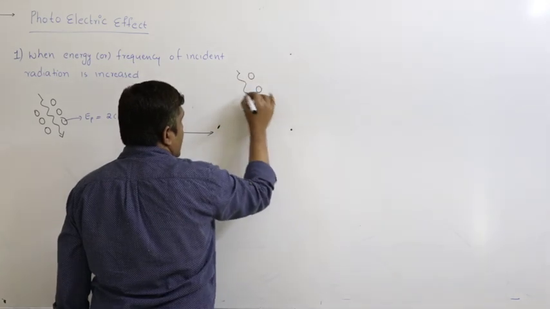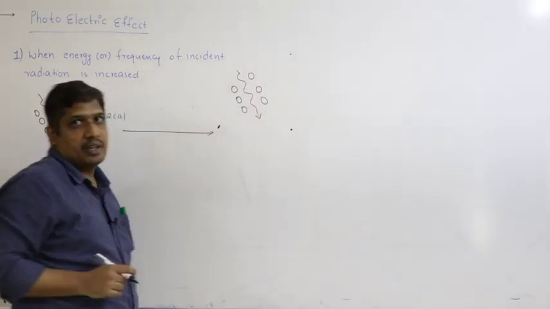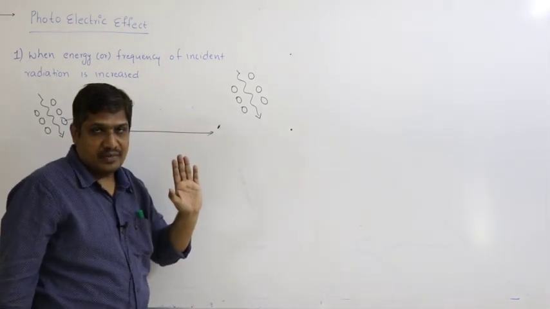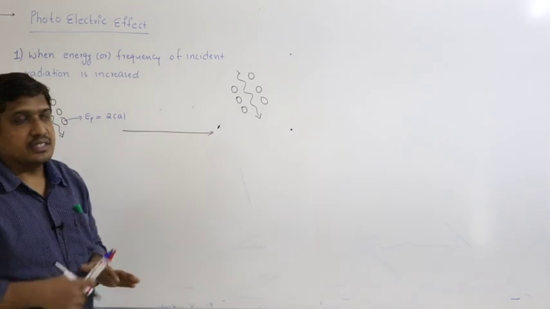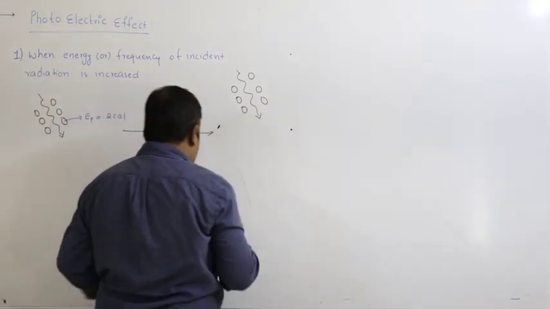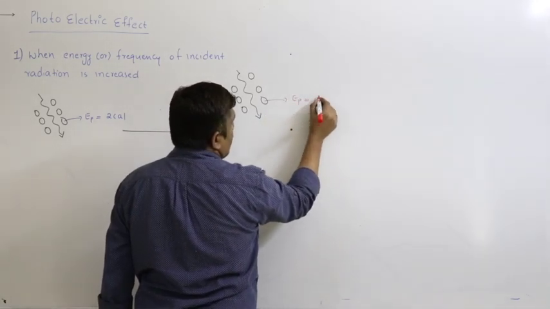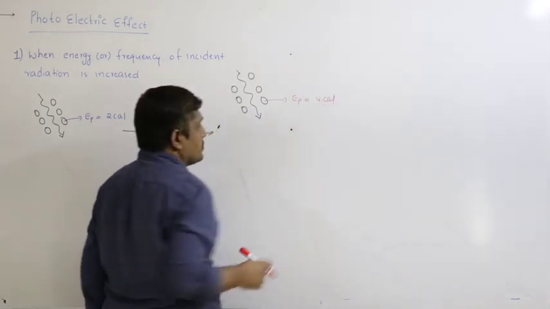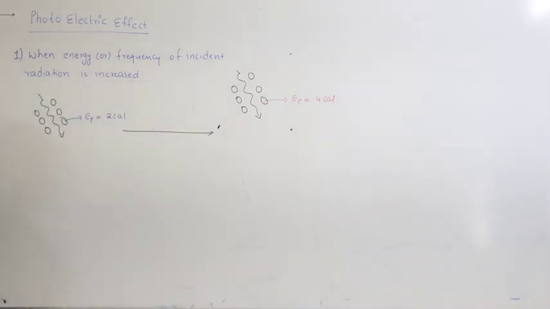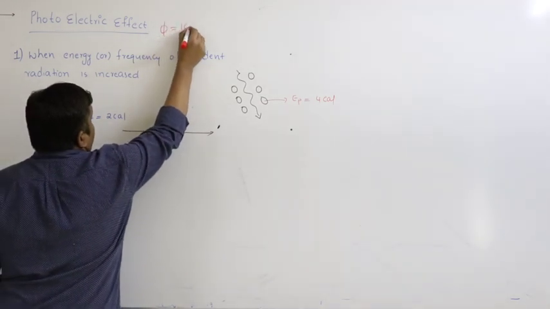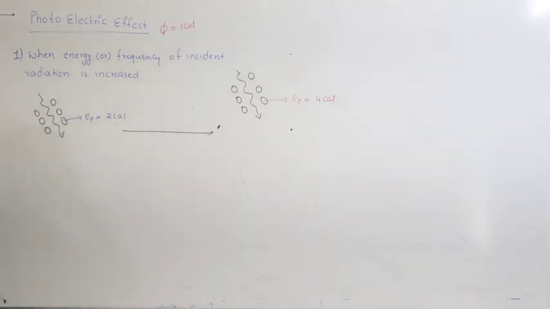So the number of photons emitted per unit area per unit time will be the same. Per unit area per unit time, the number of photons emitted is 6. 1, 2, 3, 4, 5, 6. Here also it will be 6. What I am doing, I am increasing the energy or frequency. That means the energy associated with each photon I am increasing. Say I am increasing to 4 calories. Now let us say work function of the metal is 1 calorie.